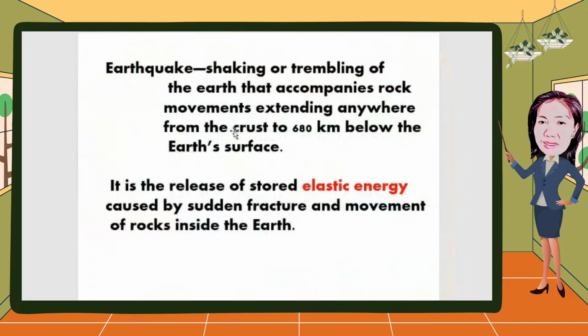So, what is an earthquake? An earthquake is the shaking, the trembling of the earth, accompanied by rock movement, extending anywhere from the crust to 680 kilometers below the Earth's surface. So what causes the shaking? It is the release of the stored elastic energy caused by the sudden fracture and movement of rocks inside the earth.